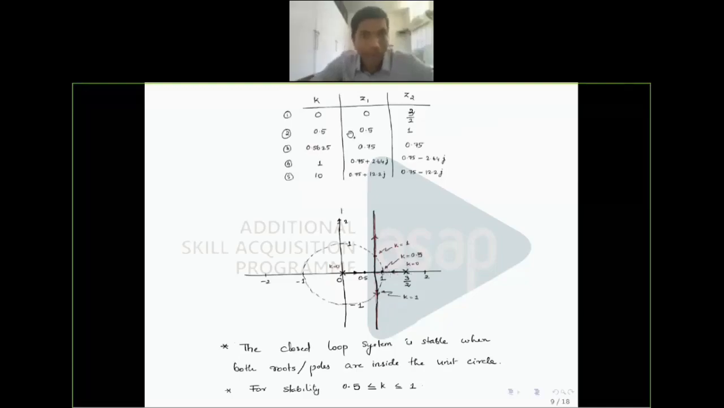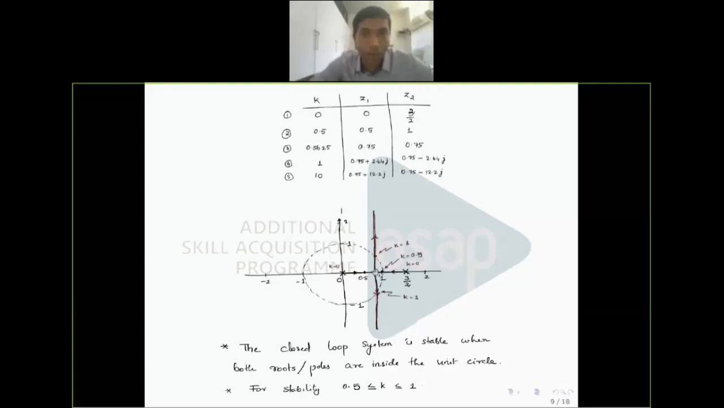Okay, and when I further increase the value of K to 0.5625, you can see that both the values are at the same point. So Z1 and Z2 are at 0.75. It corresponds to somewhere over here. I hope you can see. One root increases from 0.5 to 0.75, and another root reduces from 1 to 0.75. So both the roots reach the same point when gain K is equal to 0.5625.